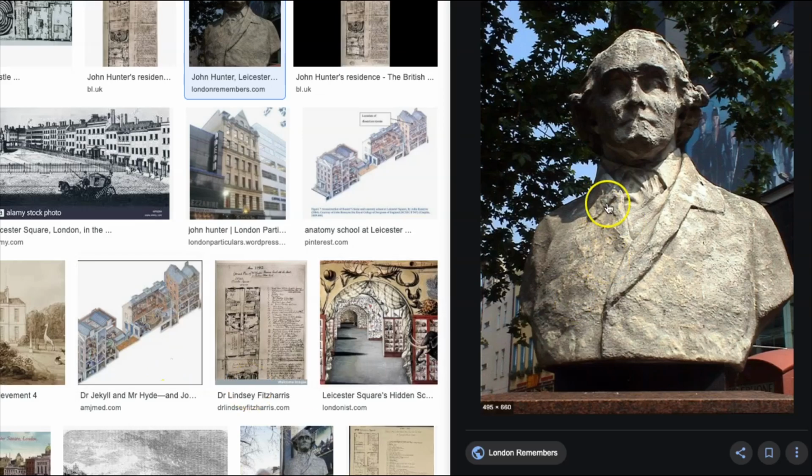Now, the crucial thing here is that there used to be several statues of John Hunter. You can see how old this one is, in Leicester Square, celebrating this incredible surgeon who advanced medical science, which of course is what Jekyll wants to do.